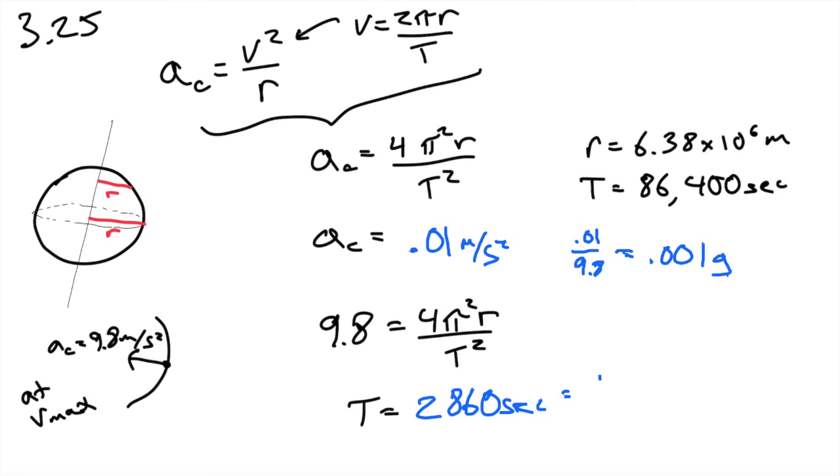or 47.7 minutes. So if a day was only 47.7 minutes long, we would essentially be weightless at the equator, but you'd weigh your full weight at the poles. Anyone at the equator, if it went any faster, would just fly off, or if they jumped, they just wouldn't come back. So you'd have to be very careful at the equator, but life would be normal at the poles. There we go.